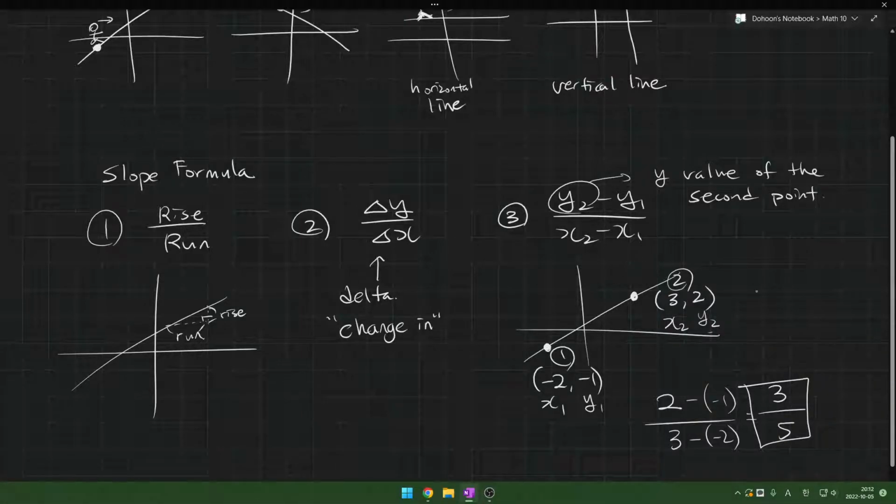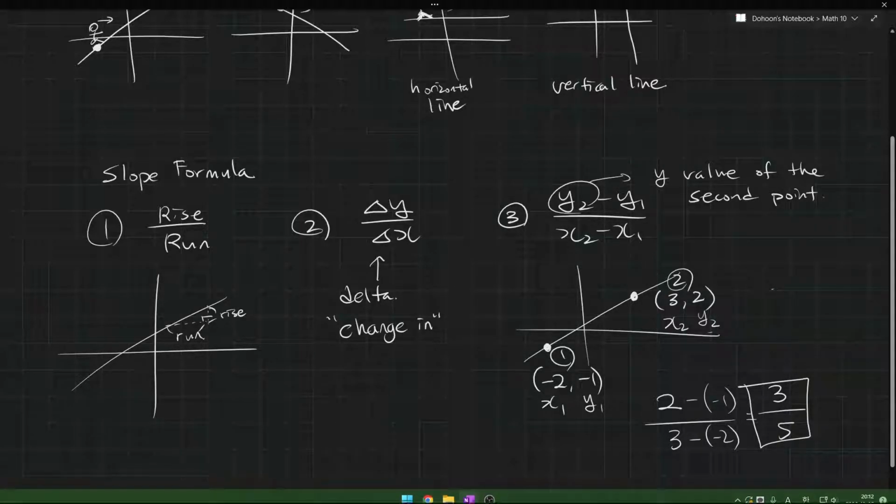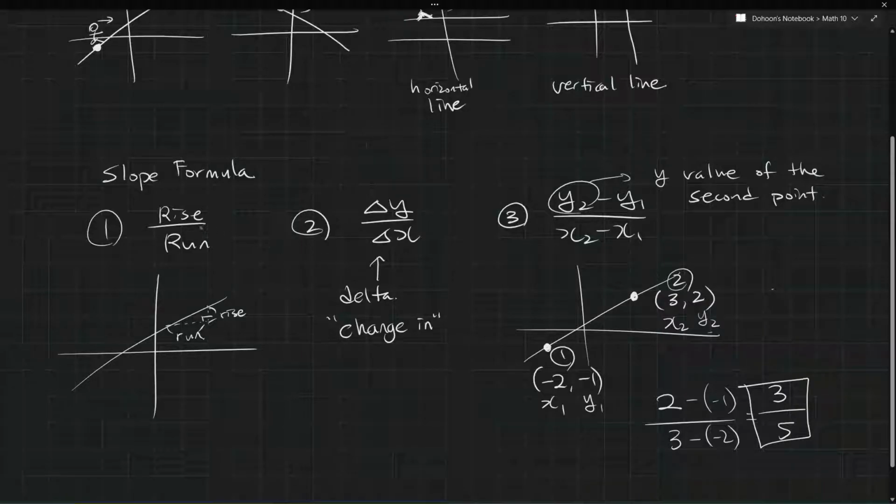Okay. So notice that all these 3 methods, they all mean the same thing basically. Rise is the delta y, which is the y2 minus y1. Run is the delta x, which is x2 minus x1. Okay.